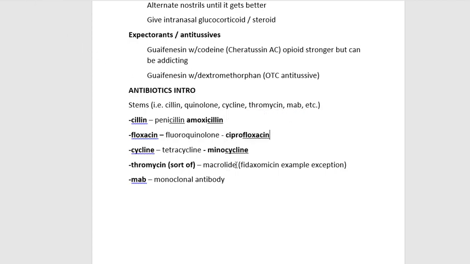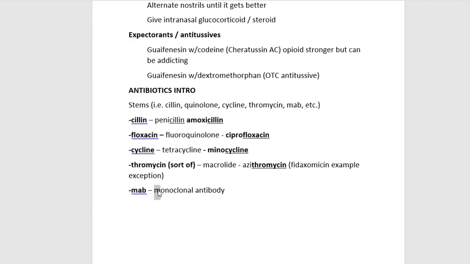Thromycin, you want to be careful with this one, where you have something like azithromycin, a Z-Pak, azithromycin, and you don't want to say that anytime you see thromycin, it's always going to be something, because fidaxomicin is also a macrolide antibiotic, but it doesn't have thromycin. So we just want to be cautious with that, but know that these are little hints that we can use.